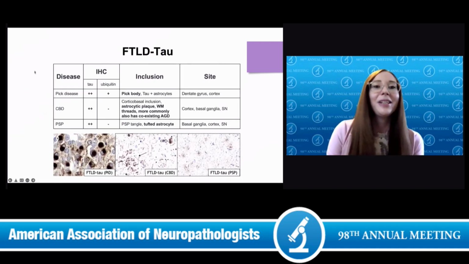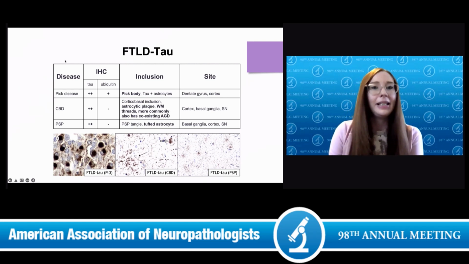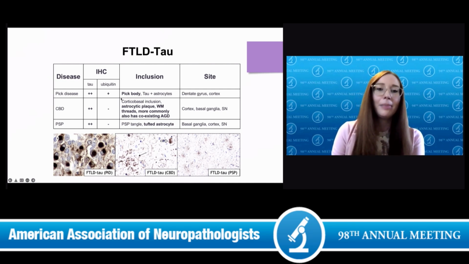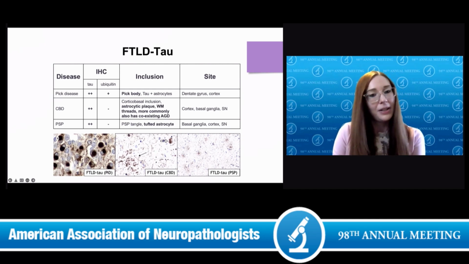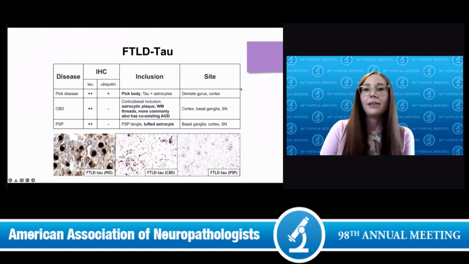So I'm just going to briefly touch on some helpful diagnostic features of each of these entities. In Pick's disease, phosphorylated tau immunohistochemistry specifically picks up Pick bodies, which are shown here in the bottom, these round, homogeneous appearing intraneuronal inclusions, in addition to also picking up tau-positive astrocytes. And specifically, you see these Pick bodies on tau IHC in the dentate gyrus and cortex.